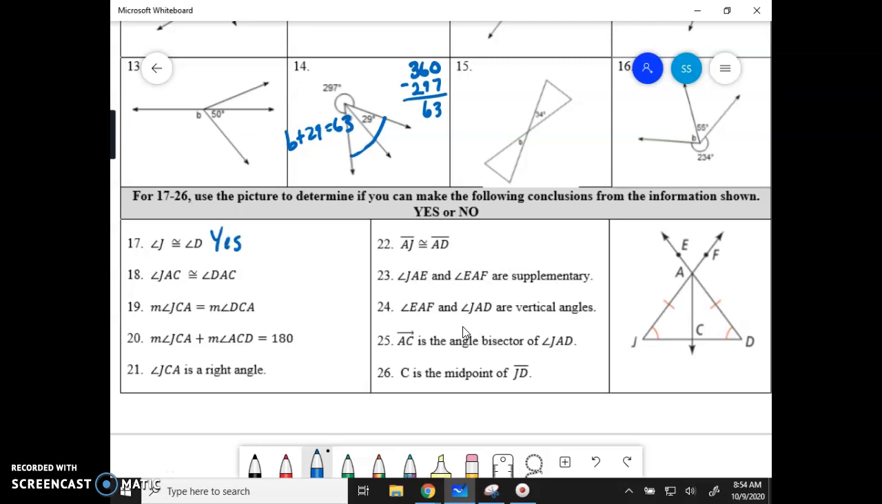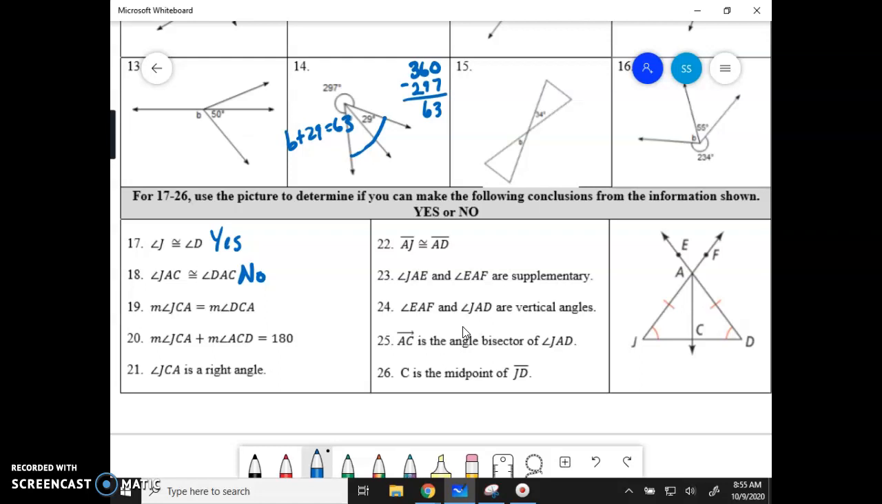All right, how about 18, angle JAC? So we have to identify that JAC. They're talking about this angle here and angle DAC, that angle. Are those angles congruent? It certainly looks like they might be, but it is not indicated here. We don't have any arcs like that indicating that they are congruent. So no, we cannot draw that conclusion.